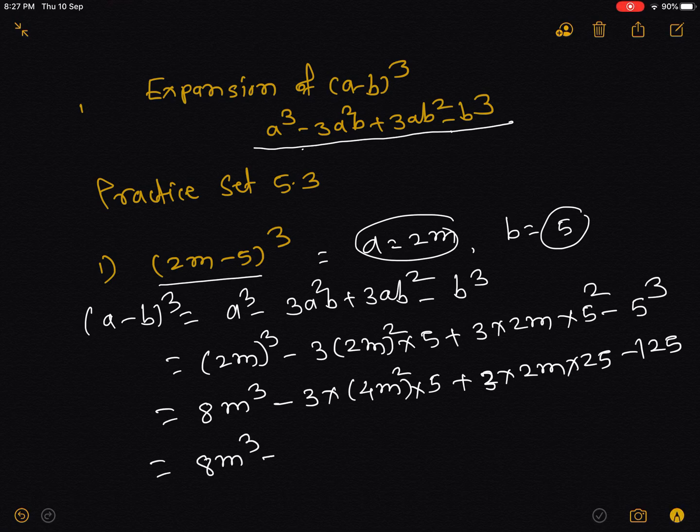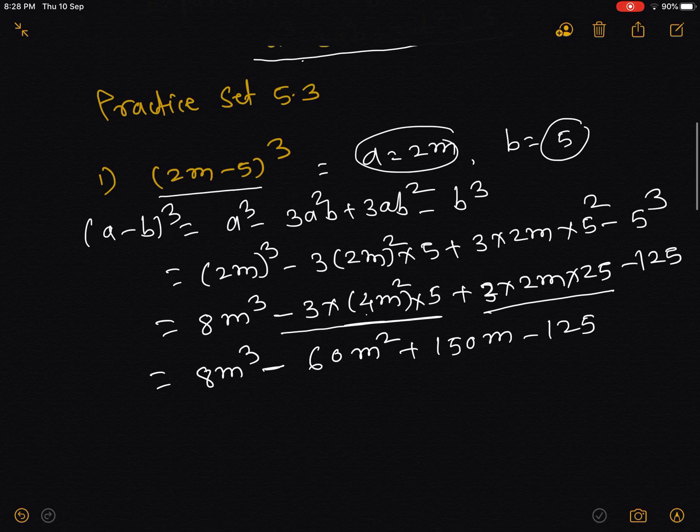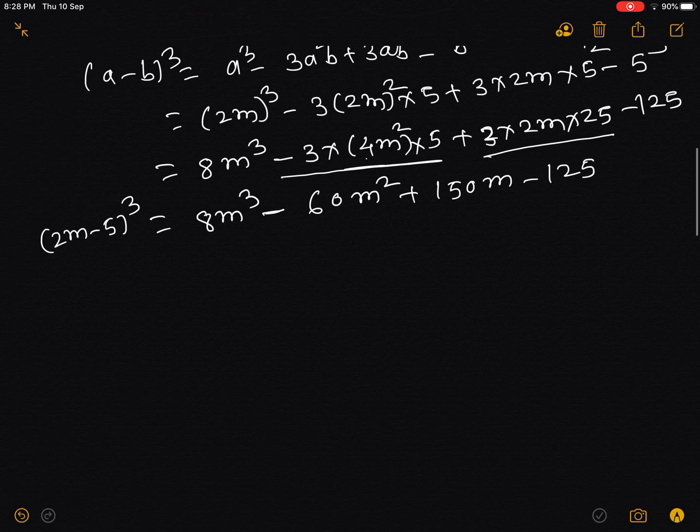8m³ minus, see this simplification of the second term, minus 3 into 4 into 5, it is minus 60m², plus the simplification of the third term, it is 3 into 2 into 25. 3 into 2 is 6 and into 25 it is 150m, minus 125. It is the expansion of the given binomial (2m − 5)³.